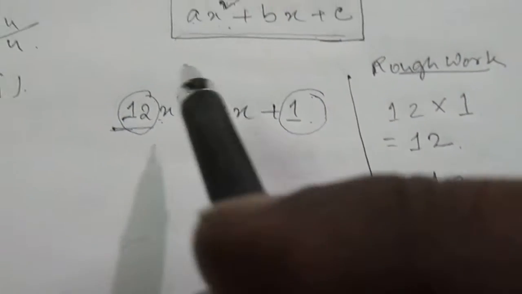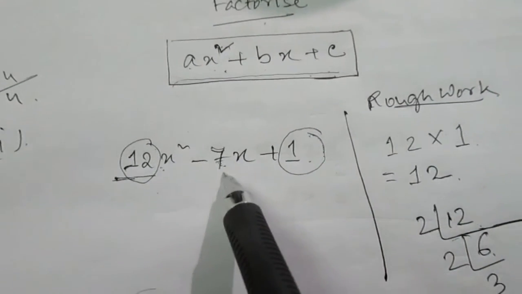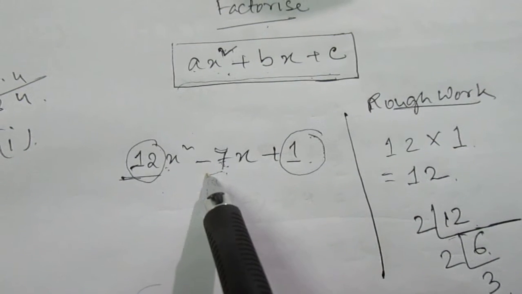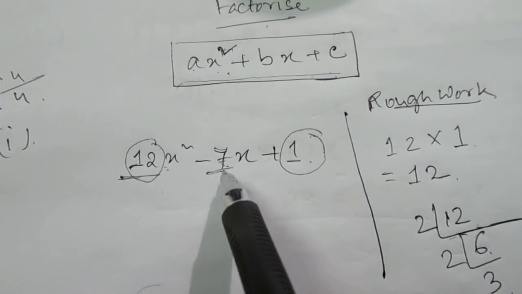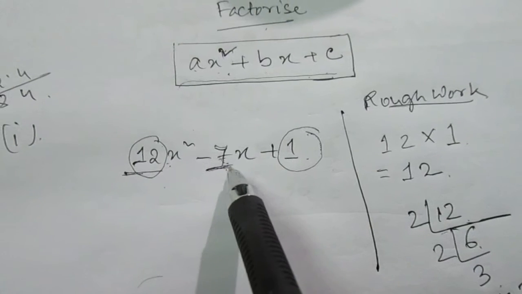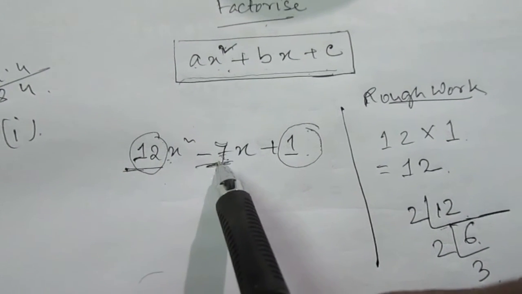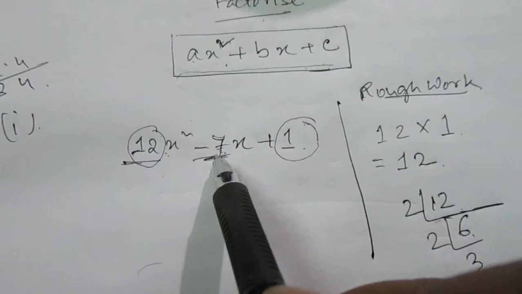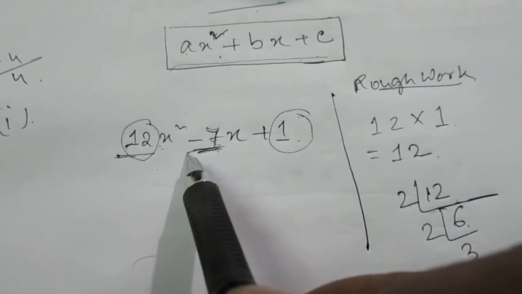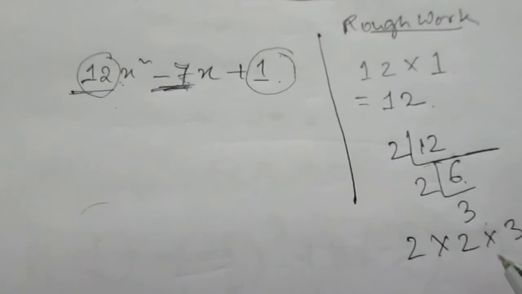Okay. So here, what is the middle term? The middle term is minus 7. So you have to split this middle term. So how can we split it?